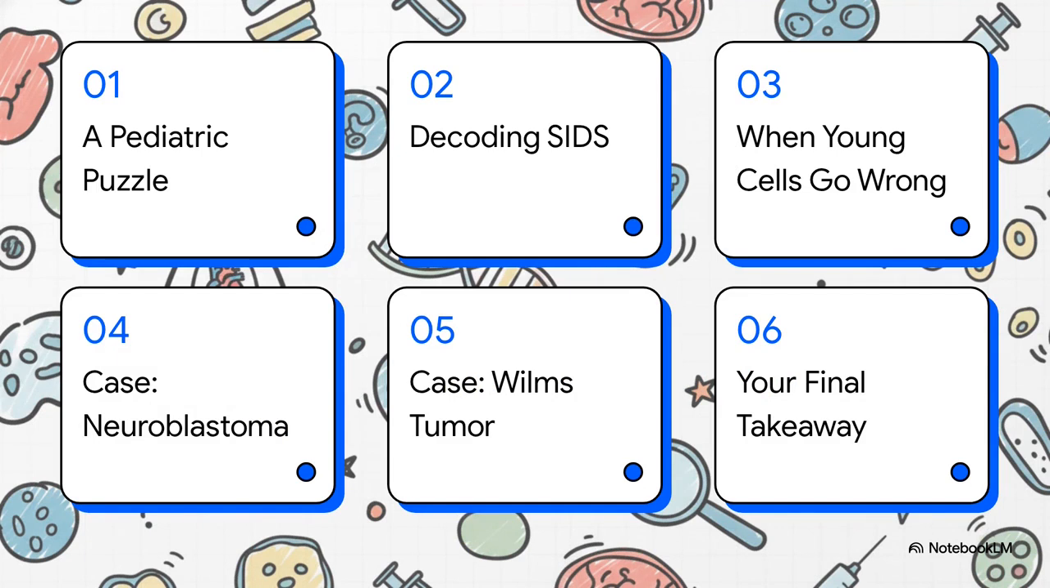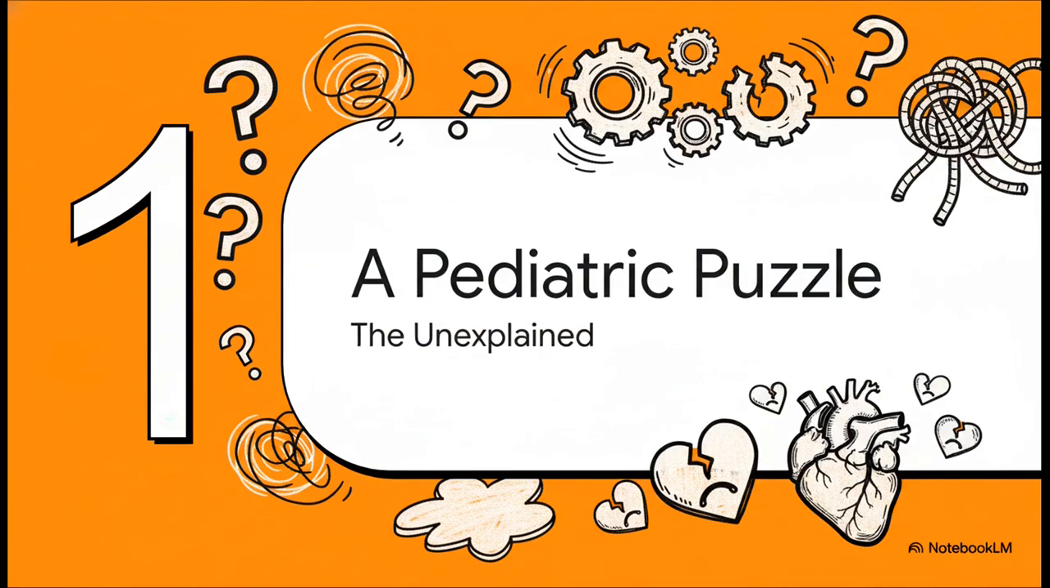So, here is our roadmap for today. We're going to start with a real medical mystery, and then we'll try to decode the diagnosis of SIDS. After that, we'll dive right into the world of pediatric tumors, looking at two big ones, neuroblastoma and Wilms tumor. And finally, we'll wrap it all up with the one key takeaway I want you to remember from all this. Okay, let's dive into our first topic.